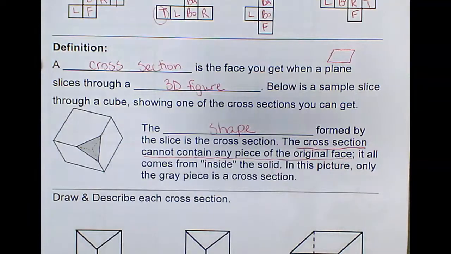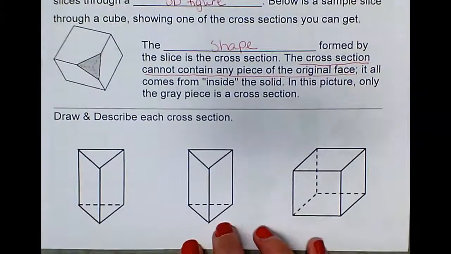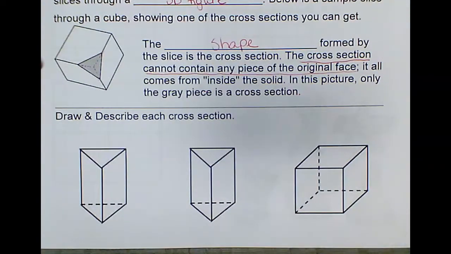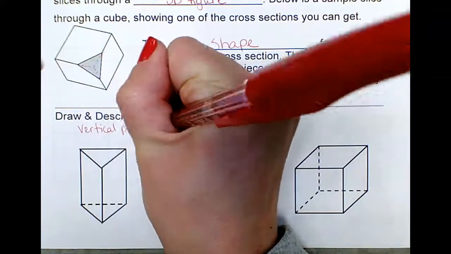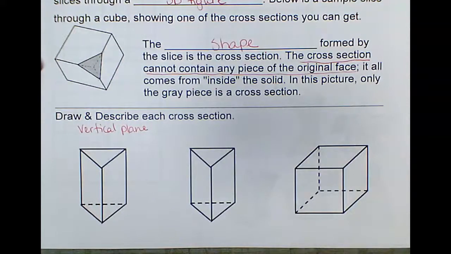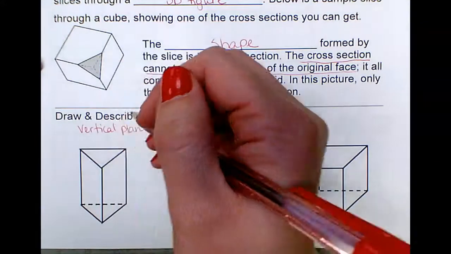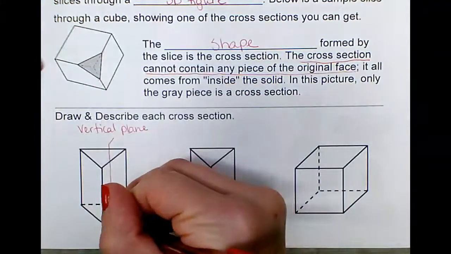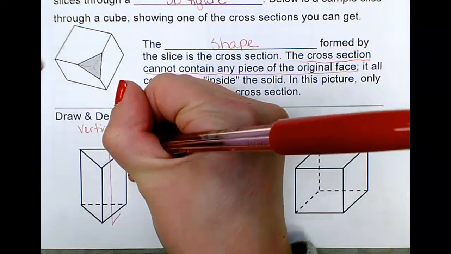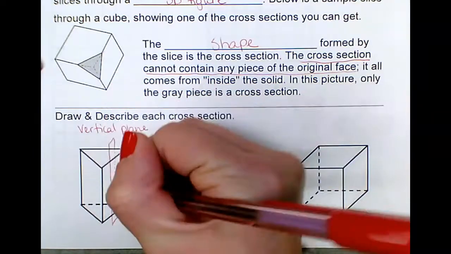So the bottom says, draw and describe each cross section. It doesn't really have what cross sections you're supposed to draw, but I'd like to describe some of them. So let's draw a cross section here if a plane slices vertically. So a vertical plane. So I'm going to go ahead and draw in a vertical plane. Perhaps I have this piece, and this piece, and this piece, and then it comes down back like this.